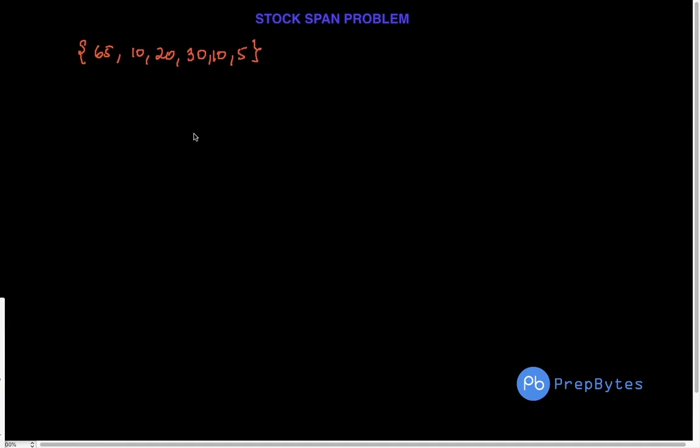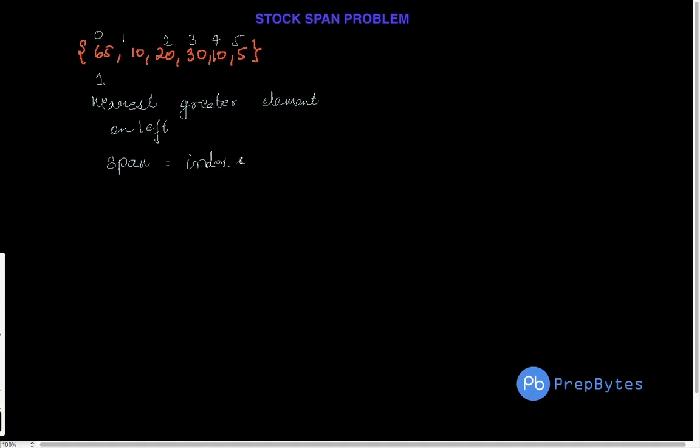So what we boil down to is that we have to find the nearest greater element on the left. Let's see a pattern, and that will help us decide how to go further. For 65, the span is going to be 1, right? For 10, the nearest greater element has, so let's put the indexes, the index 0, right? So as soon as we find the nearest greater element, the span is going to be the index of the current element minus the greater element's index.